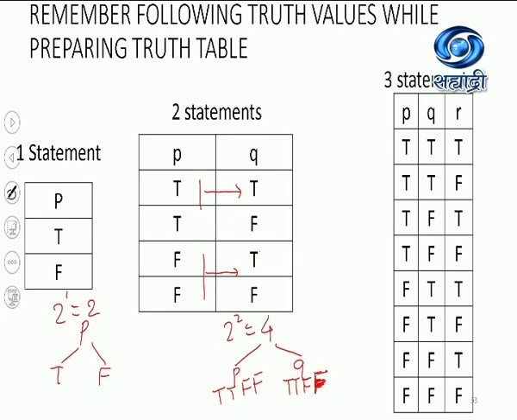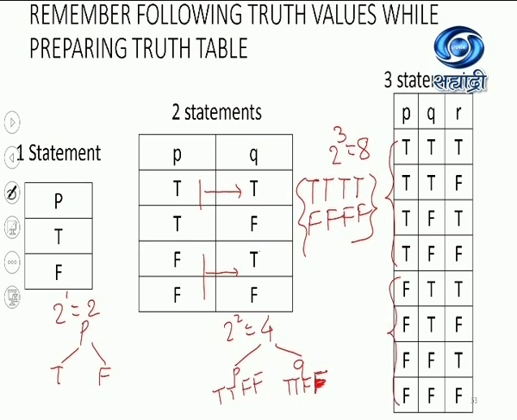And for 3 statements, the number of truth values will be 2 raised to 3 equal to 8. That is 4 T's and 4 F's. How do we write the combination of these 4 T's and 4 F's for each of P, Q, R? Very easy. 4 T's and then 4 F's for P. Reduce 4 by 2. That becomes 2 T's and 2 F's for Q.